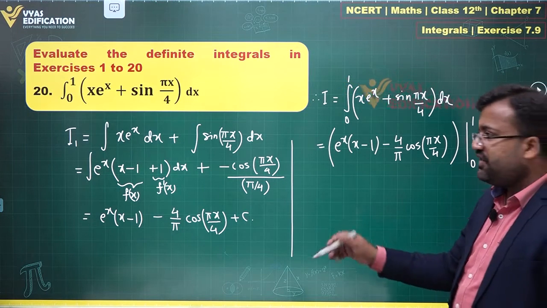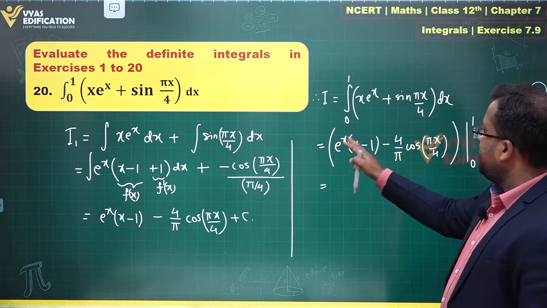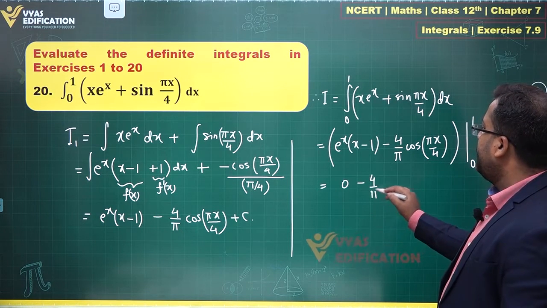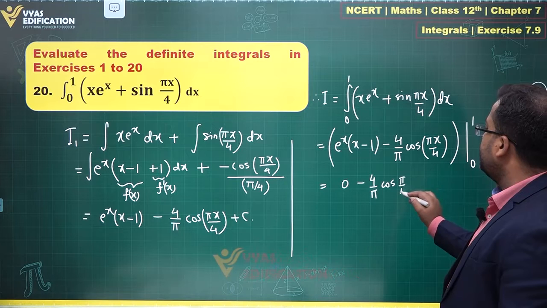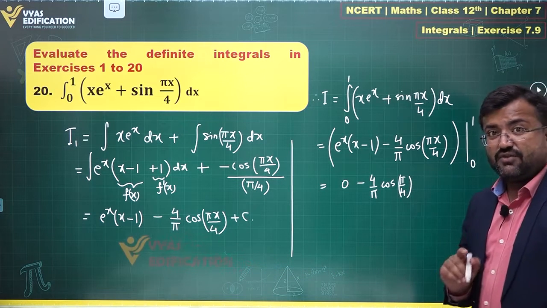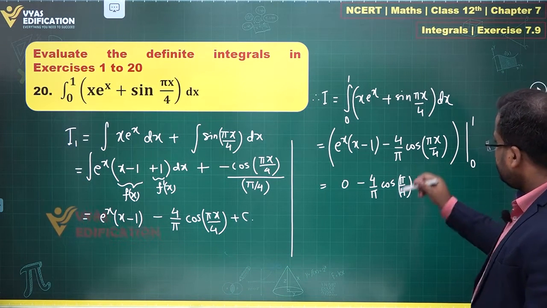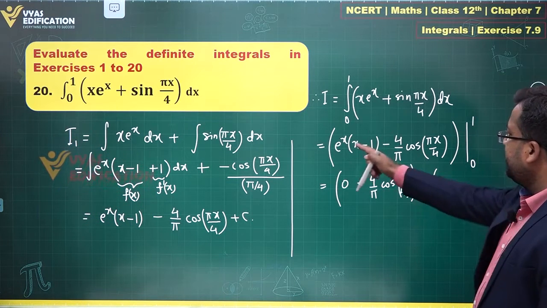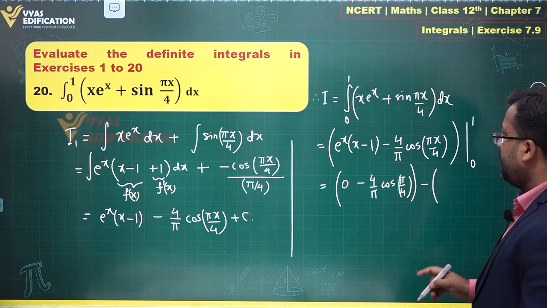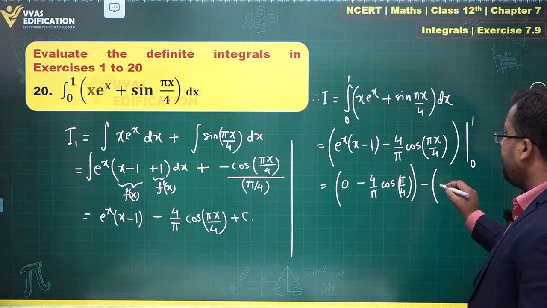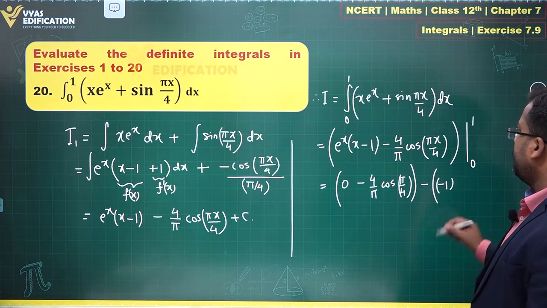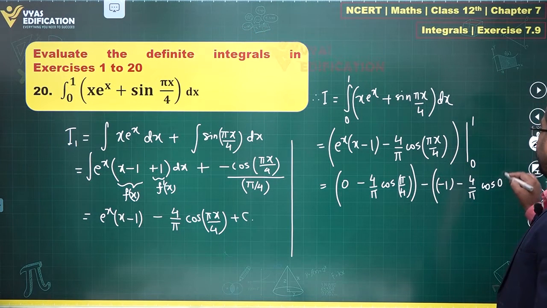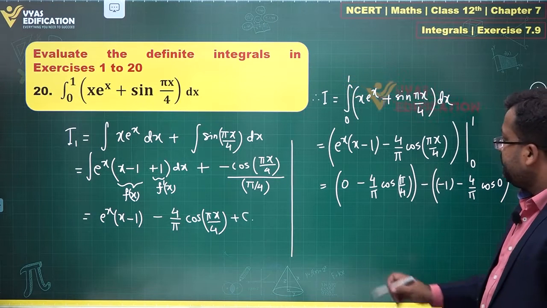Let's substitute the limits, right? So substituting 1, e power 1 times 1 minus 1 will become 0. 1 minus 1 is 0, right? Minus 4 by pi cos of pi by 4 is what I'll get. That's one of the things. Then you substitute a 0, so this is the first term minus the second term. You substitute a 0, e power 0 is 1, 0 minus 1 is minus 1. This is what you get, minus 4 by pi cos 0 is what I'll be getting over here. This is the second term, yes?